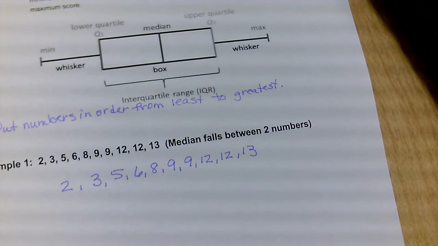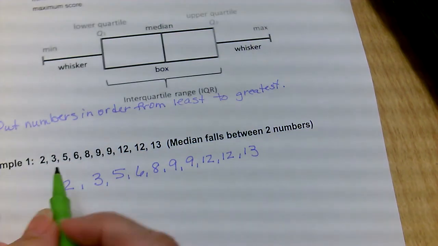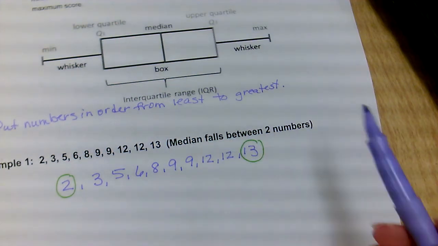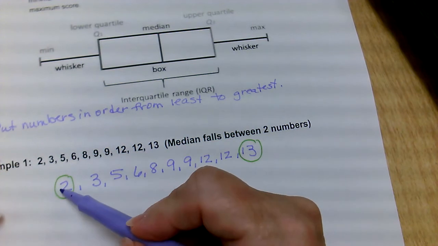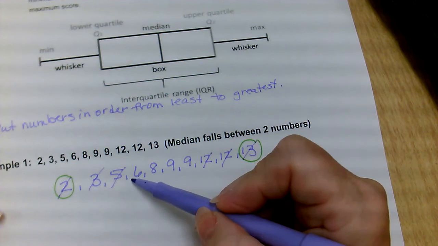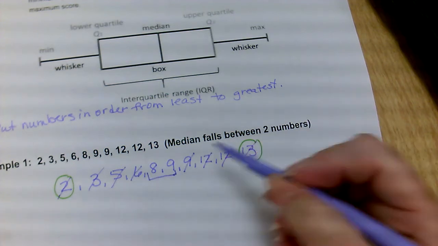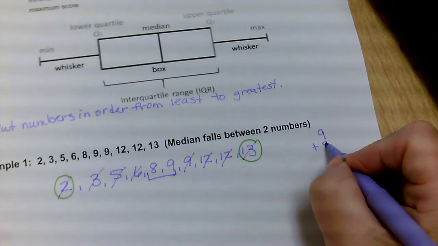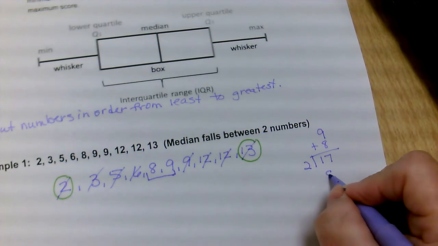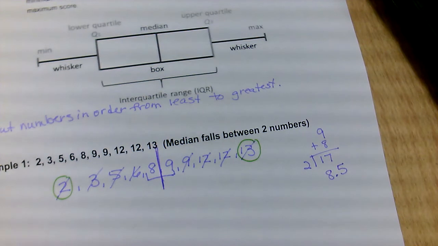All right, if we're looking up here, we have a minimum number and a maximum number. Our smallest number is 2, and our largest number is 13. We also have to find the median, so we cross out numbers from both ends like you've done before. Our median falls between 9 and 8. So 9 plus 8 is 17, and 17 divided by 2 is 8.5. So our median is 8.5.